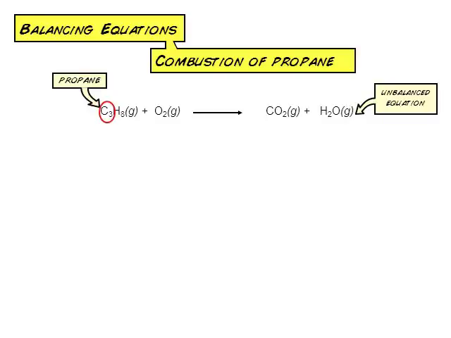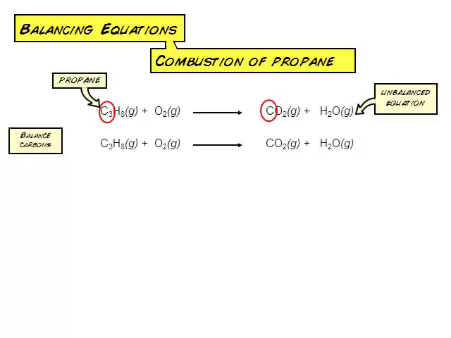We can start off by looking at the number of carbons. On the left there are 3 carbons, whereas on the right there is only 1. So let's start by balancing the carbons. We can do this by putting a figure 3 before the CO2. This multiplies the 1 carbon in CO2 by 3 and balances it with the 3 carbons on the left.